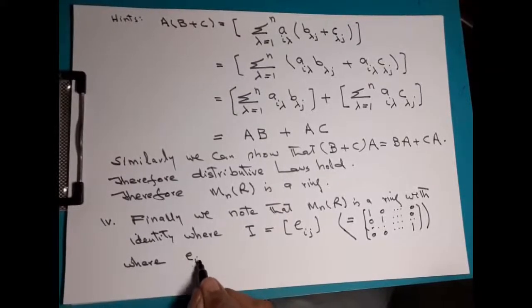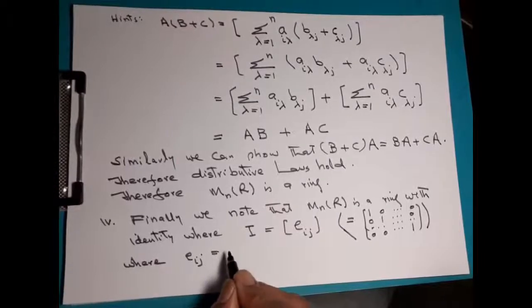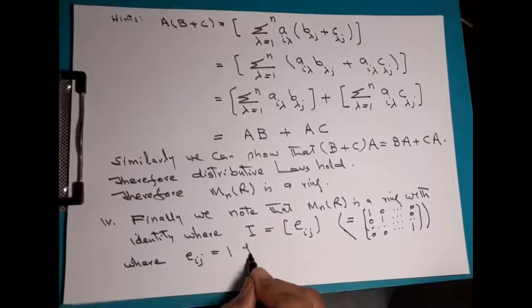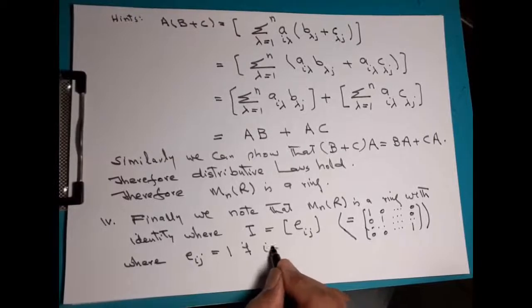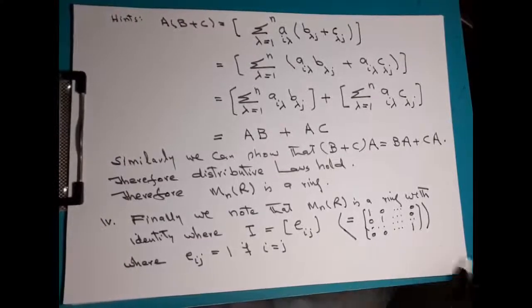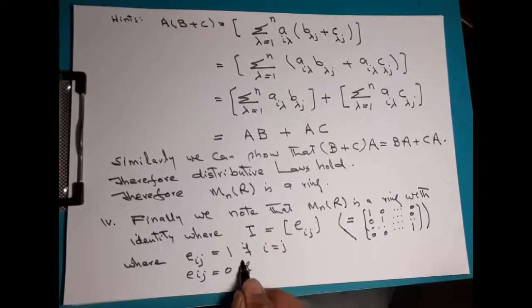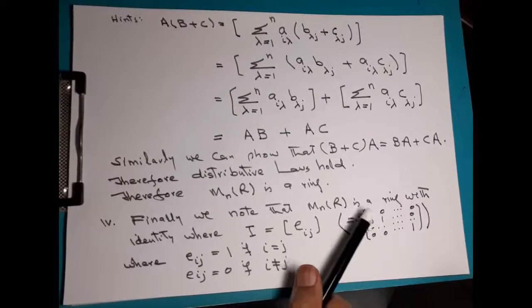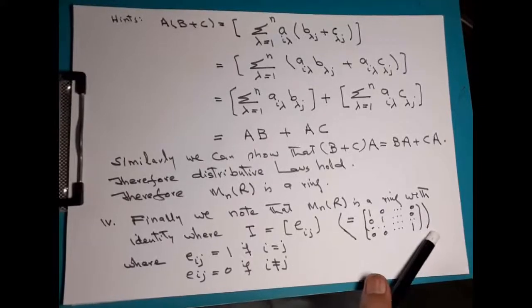Eij is equal to 1 if i is equal to j. In fact, this will make all the entries at the diagonal 1. And Eij is equal to 0 if i is not equal to j. So this condition will put zeros elsewhere. So 1s at the diagonal, and zeros elsewhere.